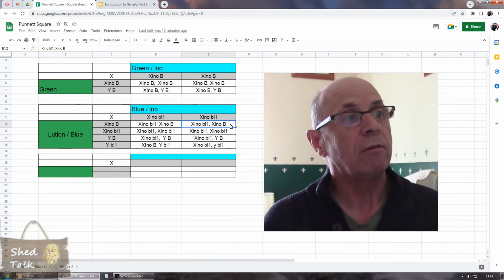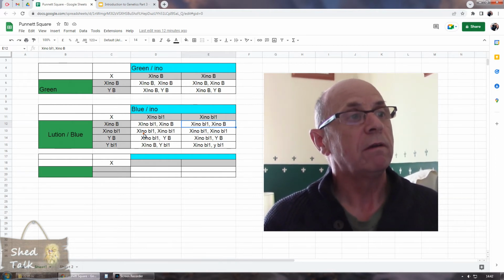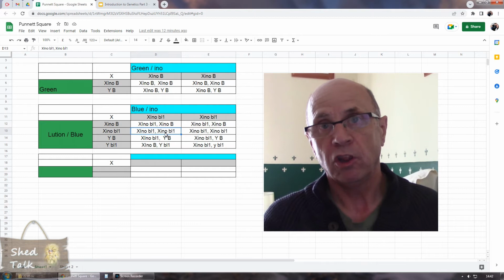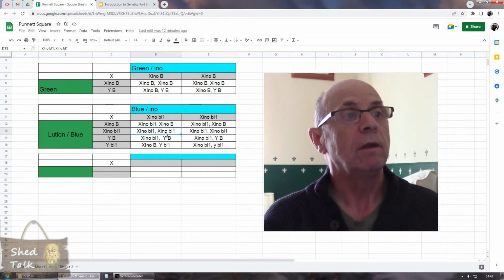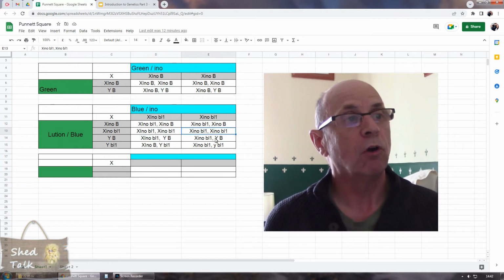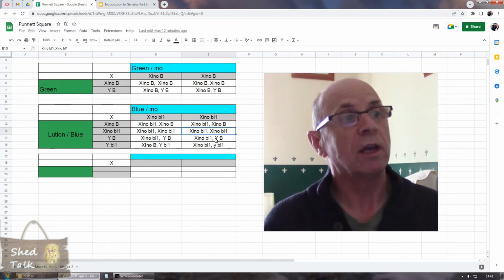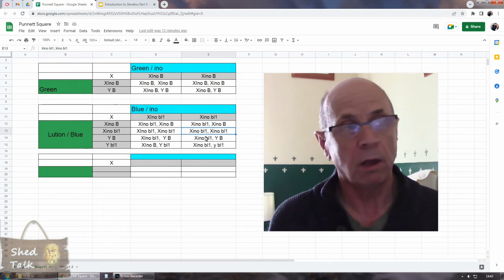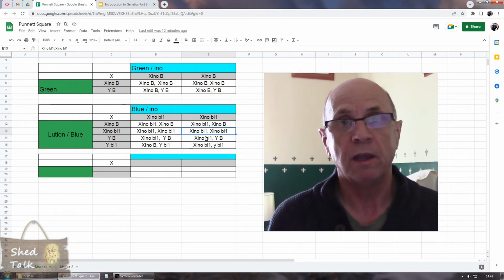The next one down, this one here, once again is a cockbird, and that one's going to be a normal blue split ino. The next one across, once again, is a normal blue cockbird, but this one, if you have a look, contains 2 of the recessive ino genes, so that's going to be a blue series bird, so it's going to be an albino.